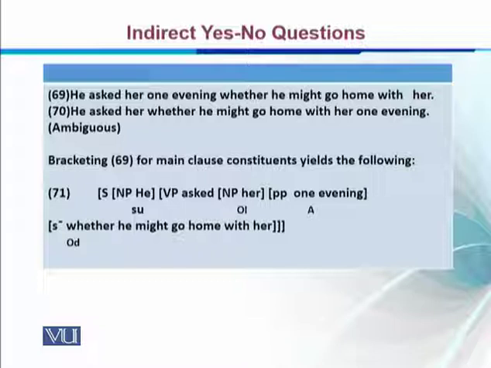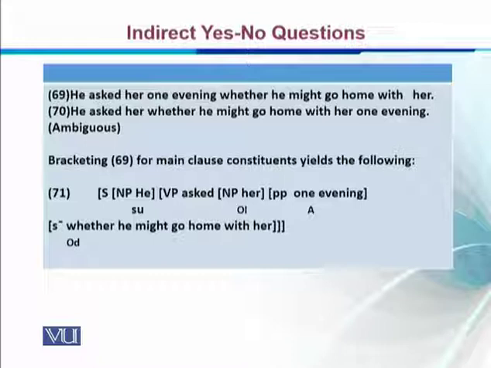So one evening, if we take it to the end place, can be ambiguous, because in that case it may be taken as an adjunct of the verb go. So bringing it into the front position, or after he asked her, would be a better choice in this case. Bracketing 69 for the main clause constituents, we get sentence 71: NP he, VP asked, NP her, and one evening is an adjunct.